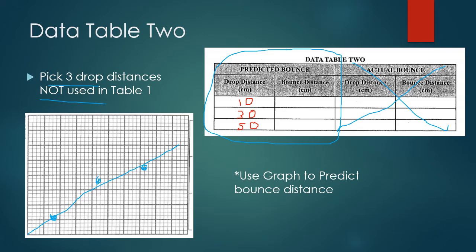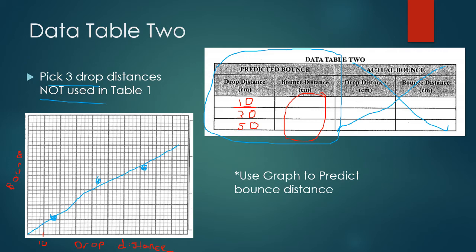So what you're going to do is look up these drop distances on your graph and find the corresponding bounce distance and fill that in here. Okay, so how do we do that? The drop distance, remember, was on the x-axis, and the bounce distance was along the y. Drawing sideways is really hard on a computer. Okay, so say this is my 10. I picked 10 as my predicted drop distance.